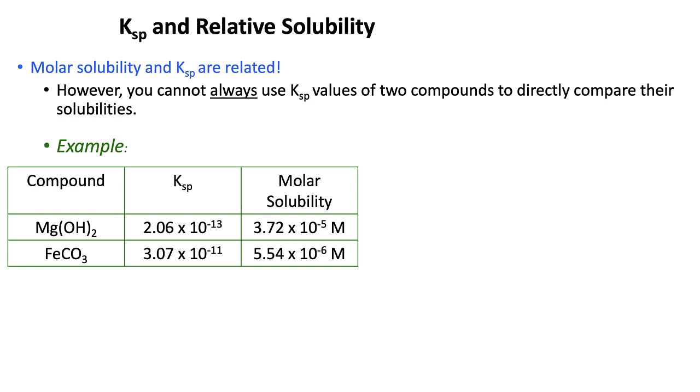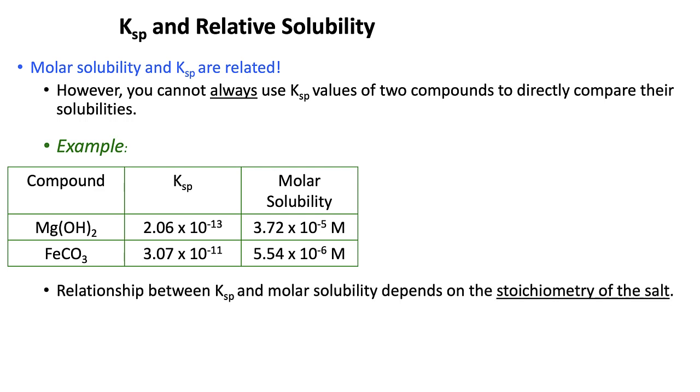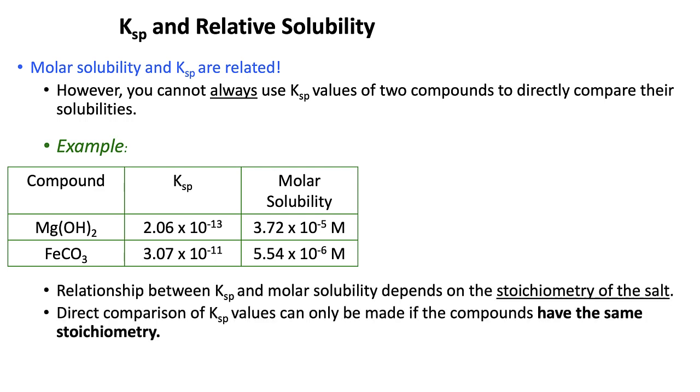And this is because of the way that we calculate the solubility based off of KSP. Again, it depends on the stoichiometry of the salt, so direct comparison can only be made if they have the same stoichiometry. If we weren't presented with the molar solubility here and were to try to calculate it from KSP, we would say that they don't have the same stoichiometry, so even though the KSPs have a relationship, we can't conclude anything about the molar solubility until we run a quick calculation.